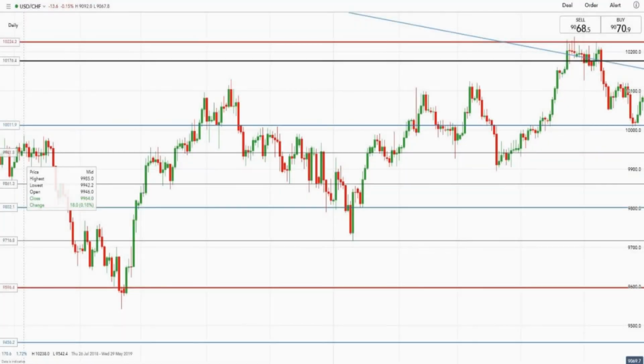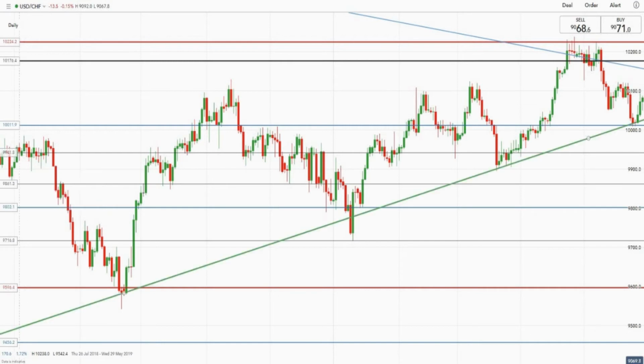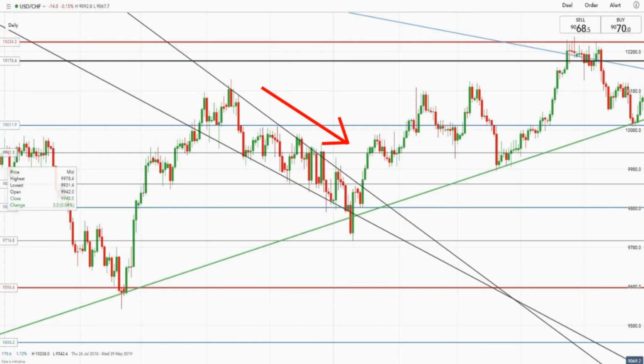Here's an example of an uptrend on the US dollar Swiss franc chart. The market started retracing towards this trend line and formed this falling wedge. Interestingly, it looked like the market was about to break out to the downside of this pattern here, but it turned out to be a fake out. The market then duly reversed from this fake out and broke out of the resistance line to continue its bullish momentum.